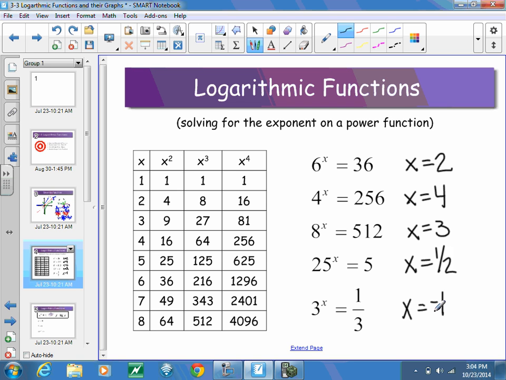Now, I understand that not all logarithms can be done in our head. We do need to do some on our calculators, but here it's just showing you that all you're doing is solving for the exponent.